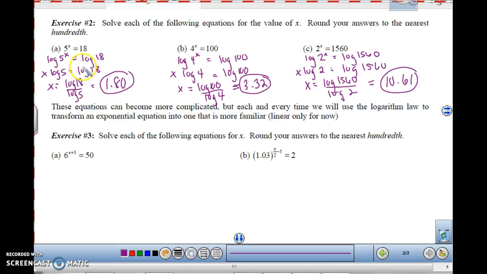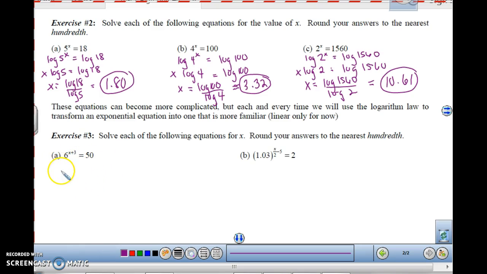So if you can get the exponent by itself on one side, you can take the log of both sides and solve the equation. So these equations can become more complicated, but each and every time we'll use the logarithm law to transfer an exponential into one that's more familiar. Okay, so 6 to the x plus 3 equals 50.